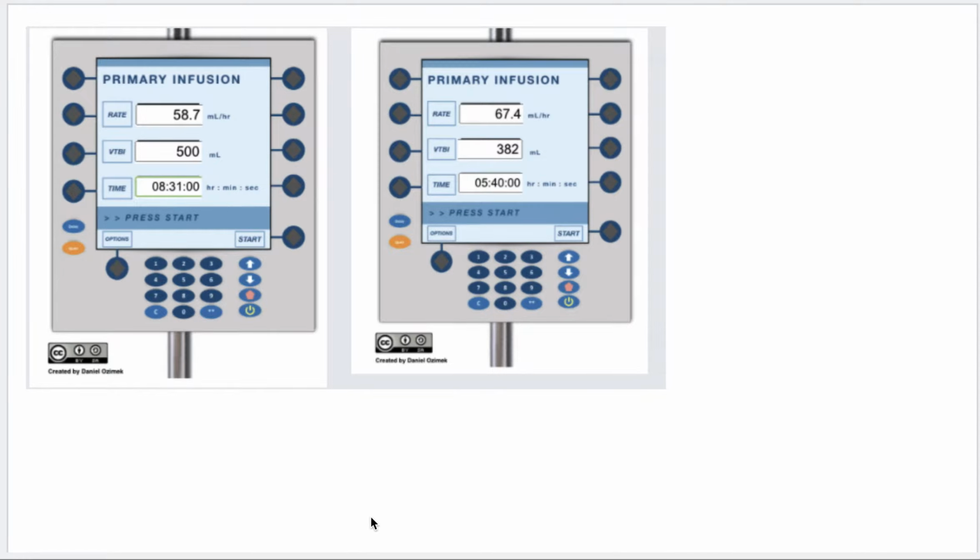In this video, we're told that an IV had been being infused at 58.7 milliliters per hour, and 2 hours later it increased to a rate of 67.4 milliliters per hour. We were asked to calculate the percent change or the percent increase.